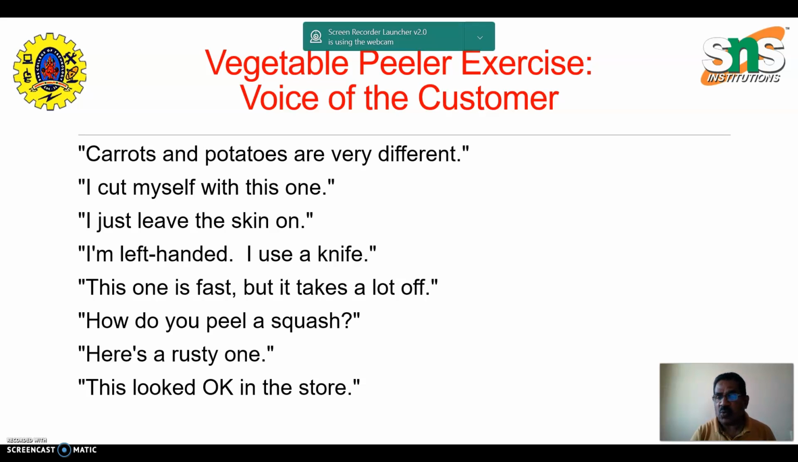How do you peel a squash? What is a squash? It's like a tomato. A tomato is very hard on the outside, but the moment you take the skin off, it is very pulpy inside. Now, how do you peel that? Here is a rusty one. There's something wrong with the material. The material is not nice, it has rusted over a period of time, etc.